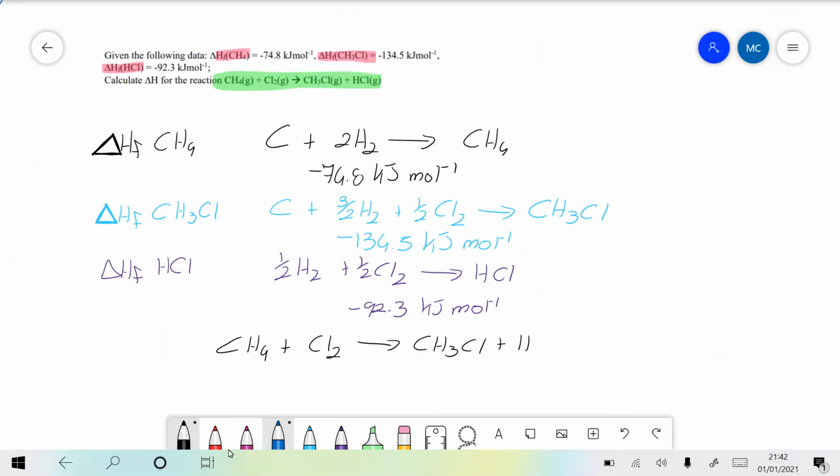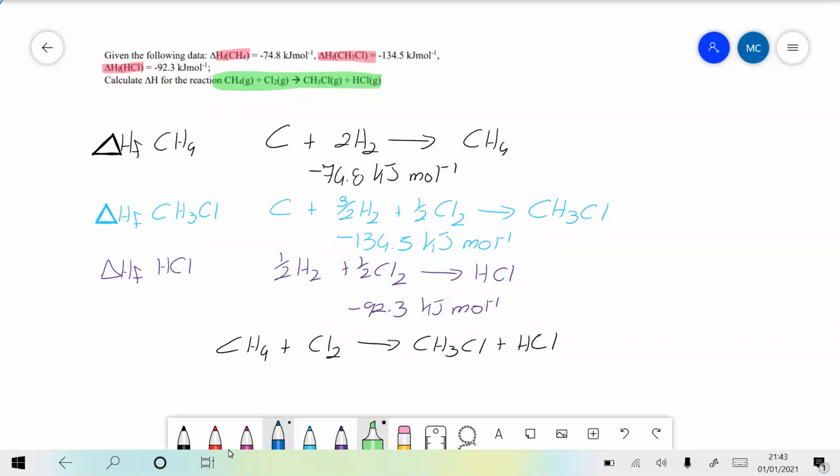CH3Cl plus HCl. So you write down all of the reactions. Now, once you write down all the reactions, make sure that all the components are present and see if they are balanced.